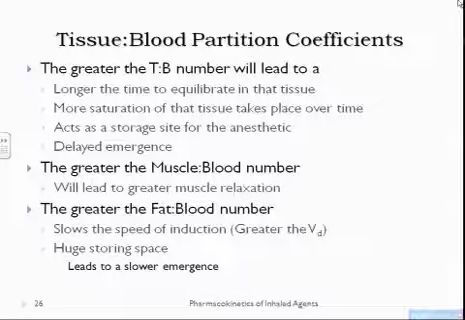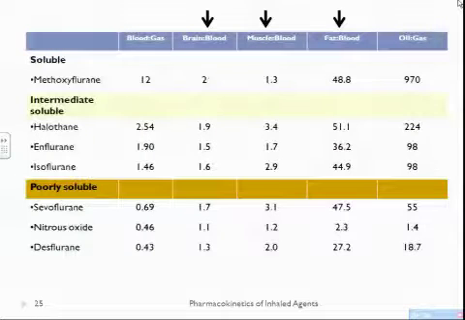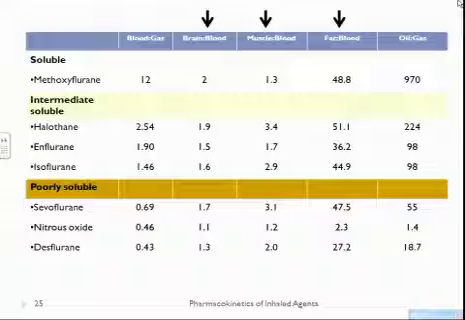Like I told you, the greater the muscle blood number, the greater the muscle relaxation is. One of the things that I do want to caution you is not only do you have to look at this number, but when numbers are similar, you have to look at the other number, which is potency. Isoflurane and sevoflurane, the numbers are pretty close together. Clinically, though, you see more muscle relaxation with isoflurane because it is more potent. Okay, so it's one of those things like, which one's better?